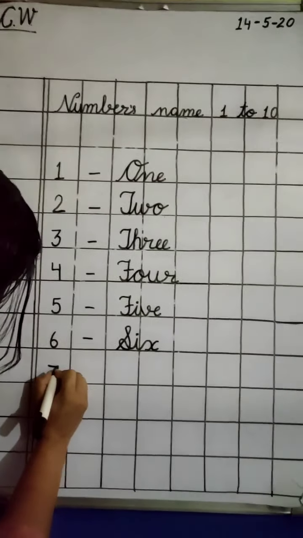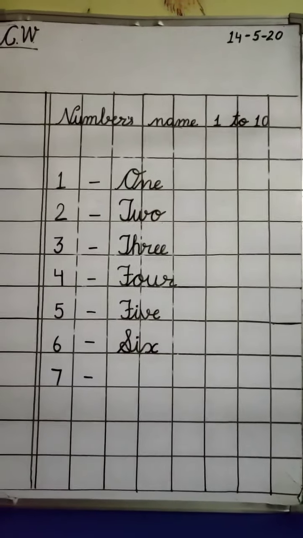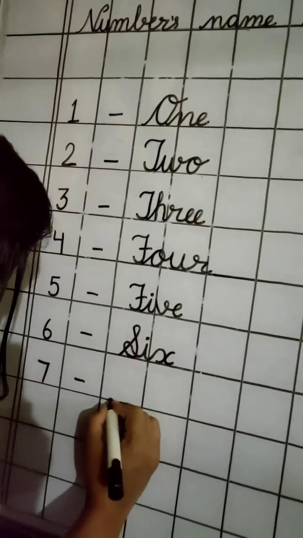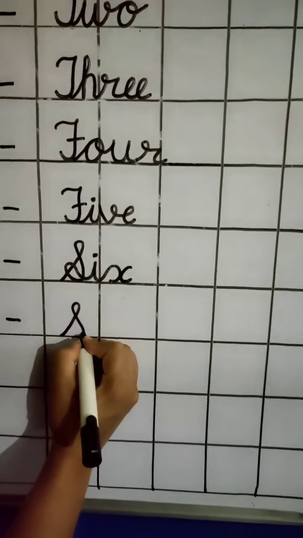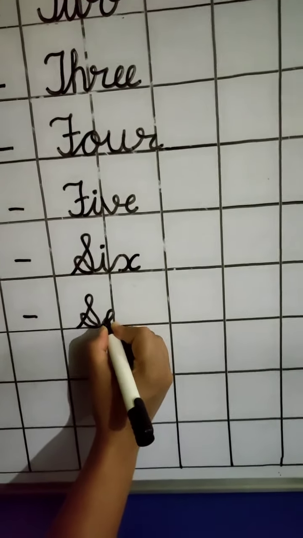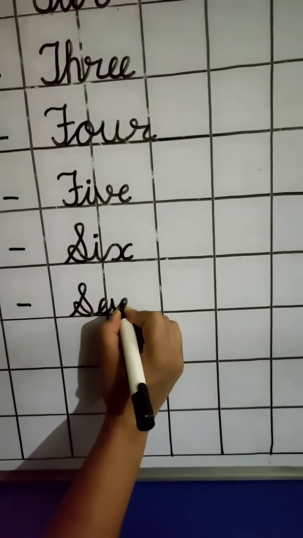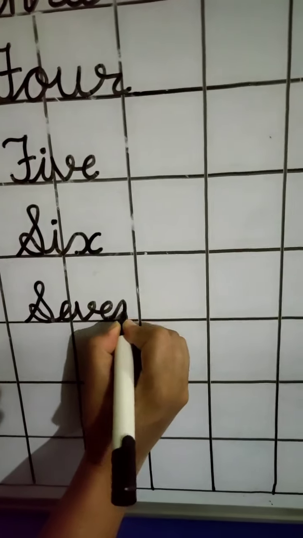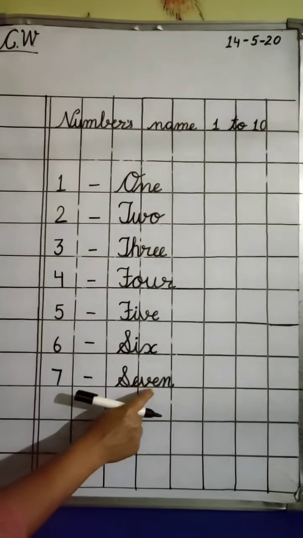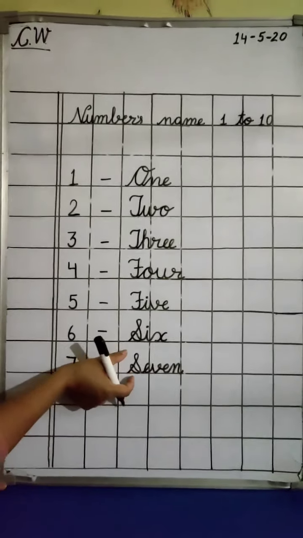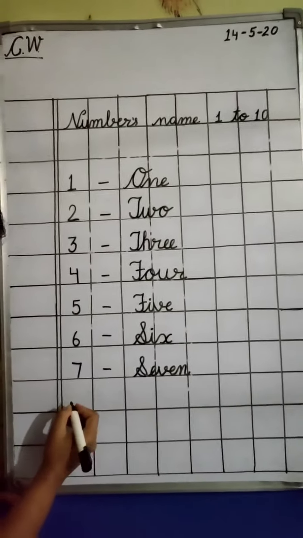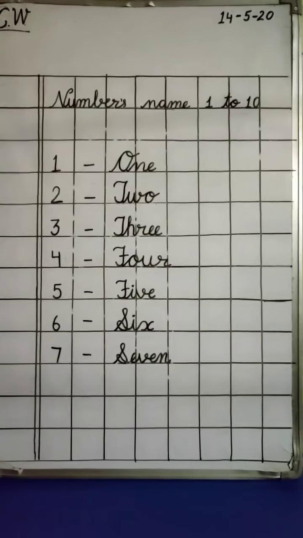Next number, 7. What is the spelling of 7? S E V E N, 7. First we will write capital S like this, okay? And now E small, V, E, N. Okay, S is capital and E V E N, these are small letters. S size is bigger than small letters. Okay, S E V E N, 7.